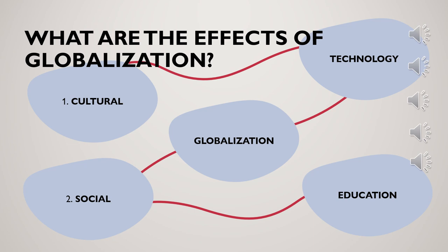Moving on to the last point, which is education. With education, we have online learning. Globalization has facilitated the rise of online learning platforms, making education available to a broader audience. People can join courses offered by universities and institutions from different countries without even needing to relocate. Lastly, to summarize our points, technology has significantly facilitated and shaped the processes of globalization. It has redefined the way people communicate, work, learn, and interact on a global scale.